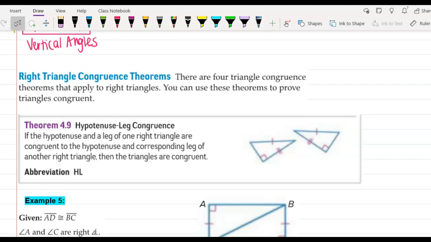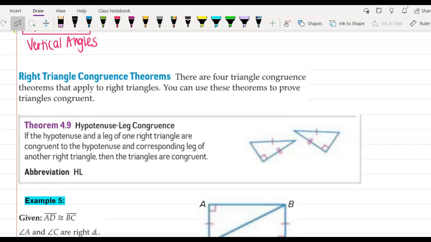All right, last one. This is a whole other section for the right triangle congruence theorems. We don't necessarily need to know all of the other ones, because they're all the ones we've just learned, okay? The only really new one is what we call hypotenuse leg.